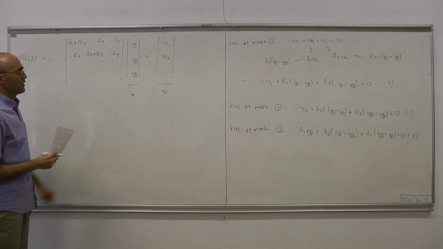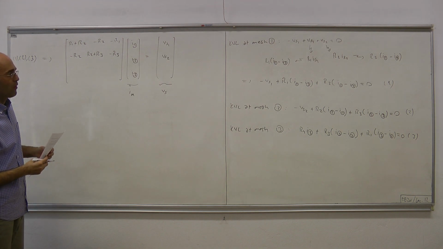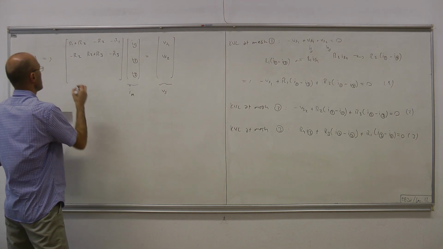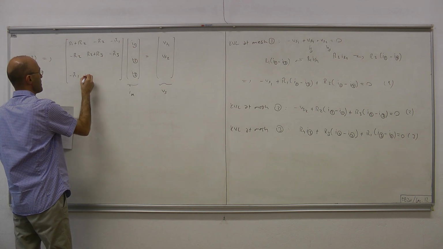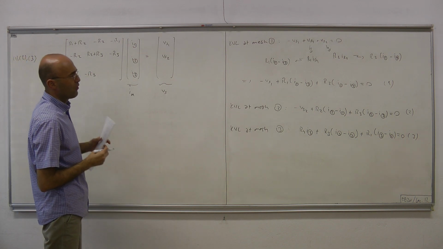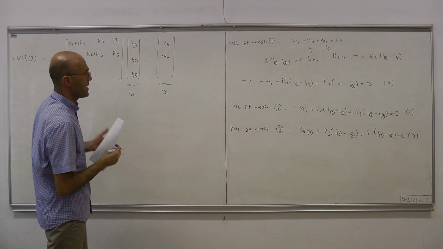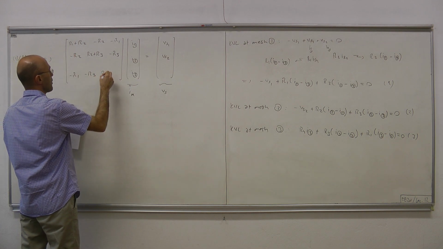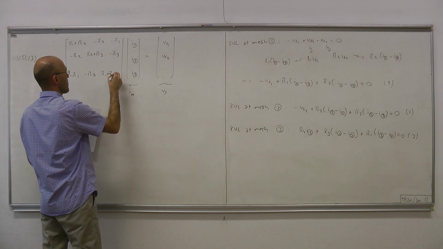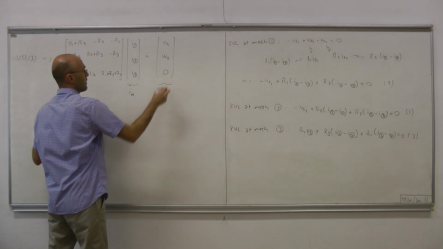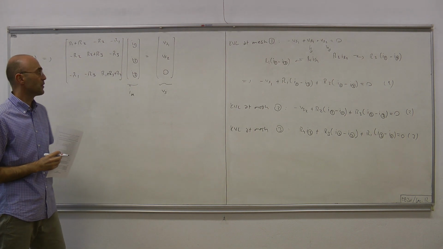And finally, third equation, third row. For I1, we have minus R1. For I2, we have minus R3. And for I3, we have R1 plus R3 plus R4. And nothing remains, that means that entry is 0.